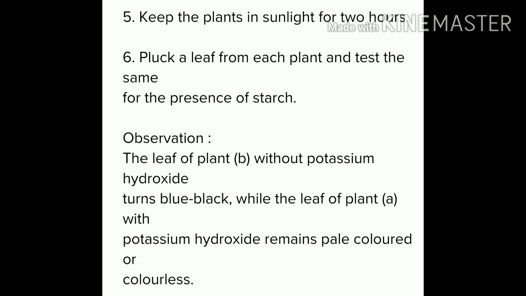Then pluck a leaf from each plant and test the same for the presence of starch. As we do the iodine test on leaves taken from both the jars, we observe the following. The leaf of plant B, that is without potassium hydroxide, turns blue-black, while the leaf of plant A, which is with potassium hydroxide, remains pale colored, or we can say colorless.